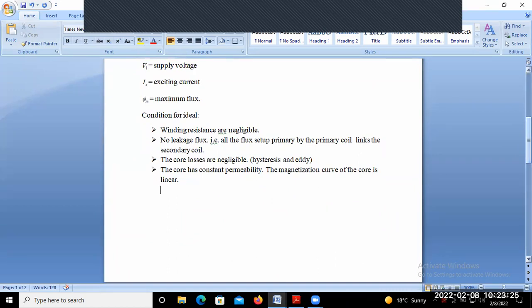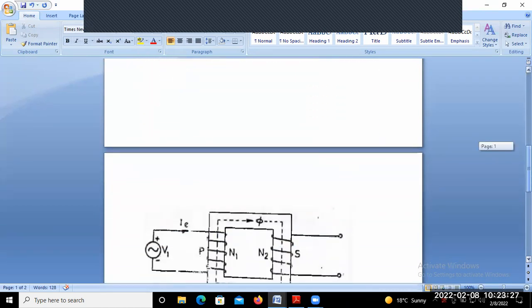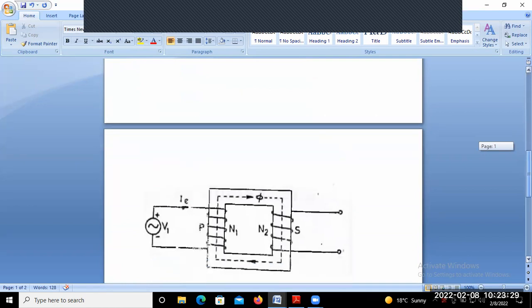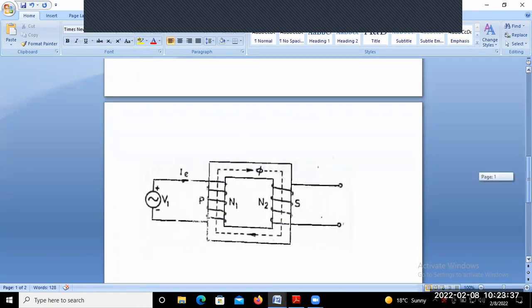So first of all, according to Faraday's second law, EMF induced is equal to minus N d phi by dt. Then we put phi equal to phi m sin omega t and differentiate it. And after that, the equation will be fine.